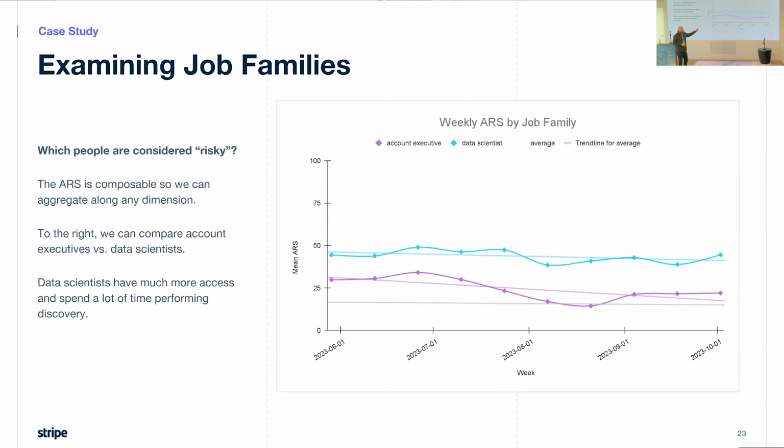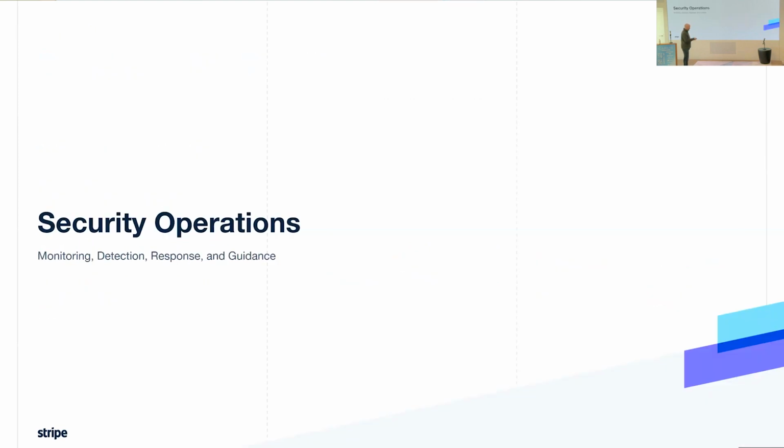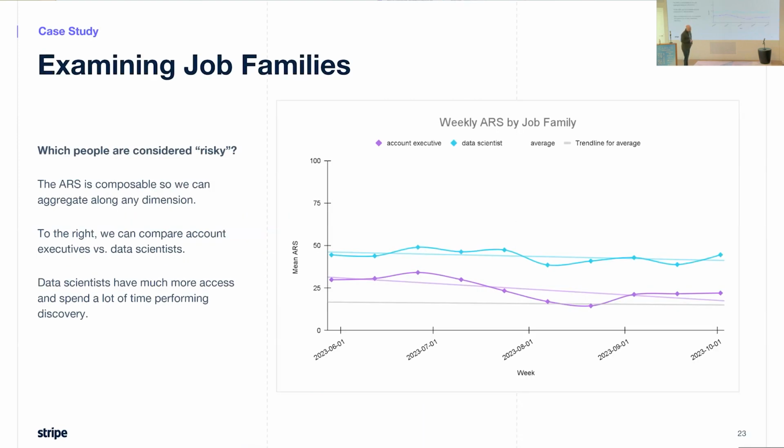So here, what I've done is I've taken a look at the last quarter of the weekly averages of these two core cohorts of internal users, right? And what you can see is that the average risk of a data scientist is actually quite high, compared to certainly an account executive, but the mean, right, is down here. So the vast majority of the company is much less risky, I guess I will say.